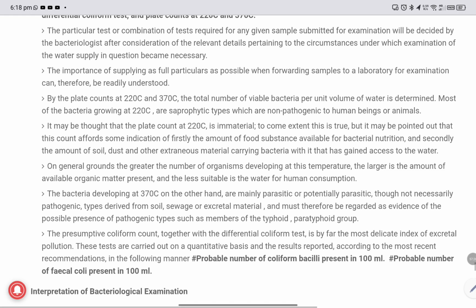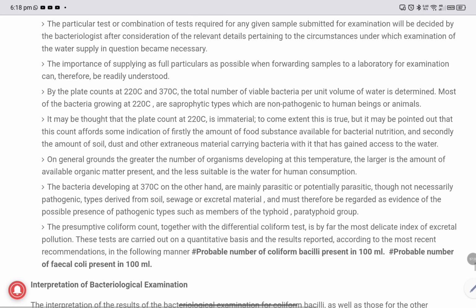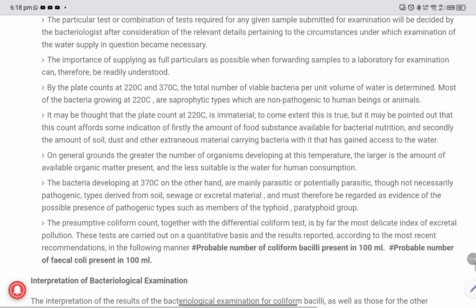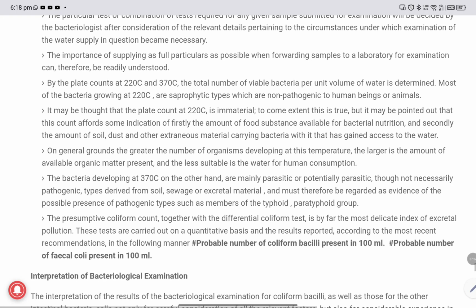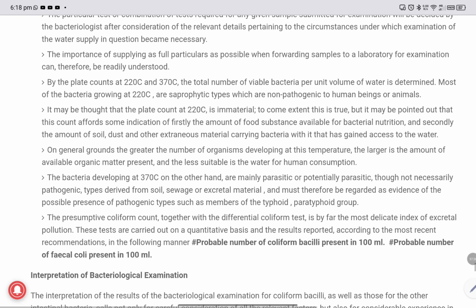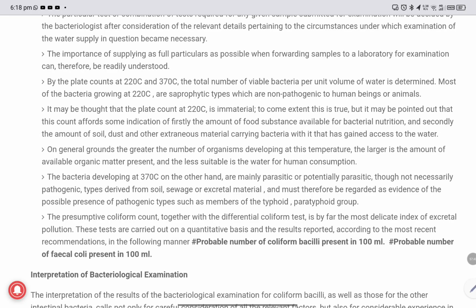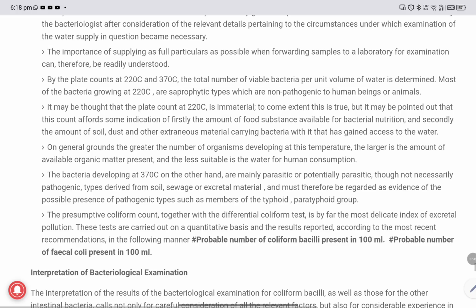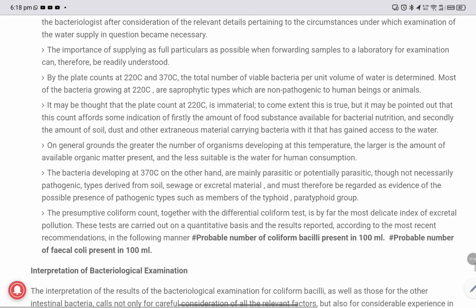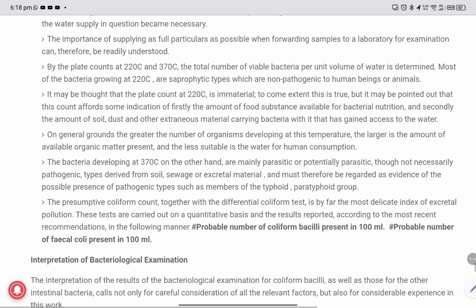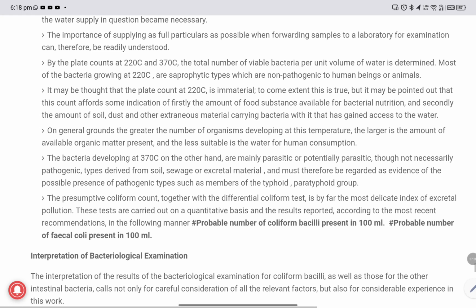By the plate count at 22°C and 37°C, the total number of viable bacteria per unit volume of water is determined. Most of the bacteria growing at 22°C are of the saprophytic type, which are non-pathogenic to human beings or animals. It may be thought that the plate count at 22°C is immaterial to some extent.